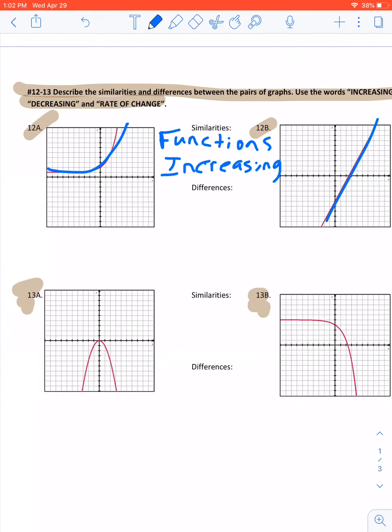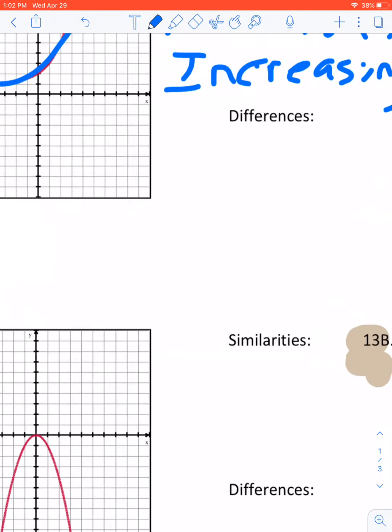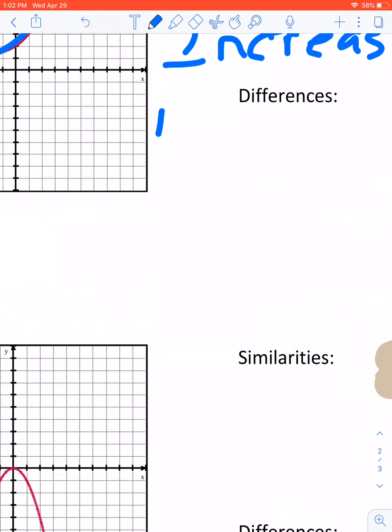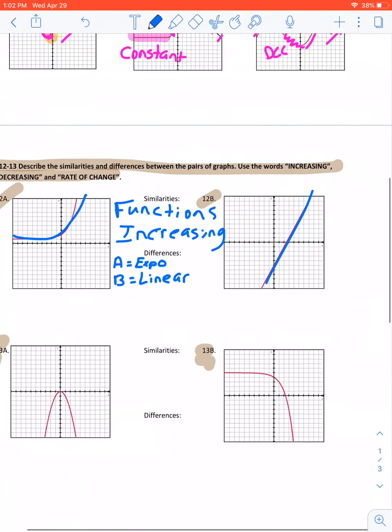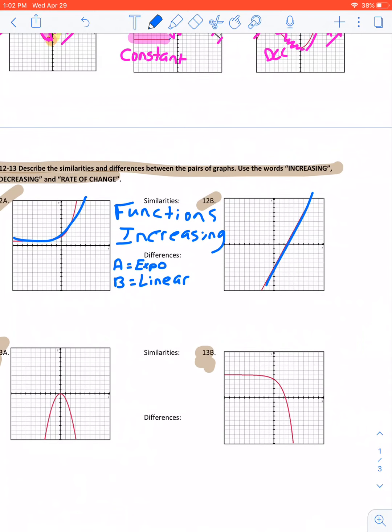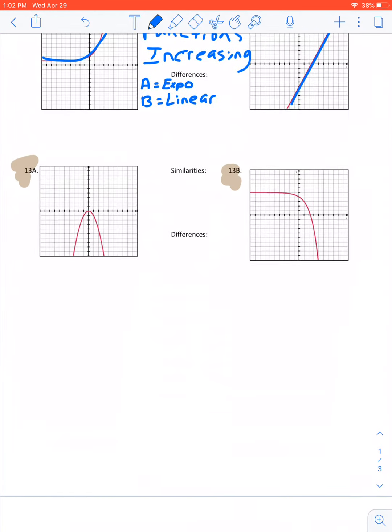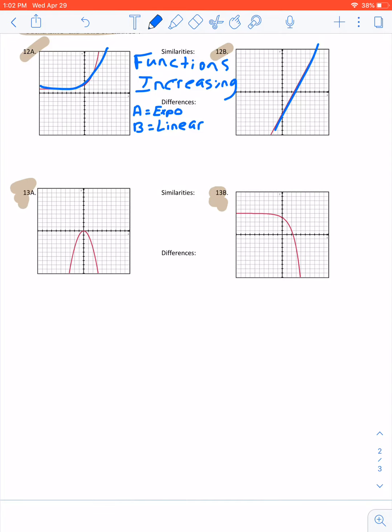Then differences. Well, I know 12a, I'm just going to put a, is exponential, and b is linear. So that's a difference. Even though they're both increasing, they're two totally different types of functions. That would be enough right there to get full credit on it: identifying yes, they're functions and they're both increasing, and then the difference is that they're different types of functions, and giving the official name for those functions.